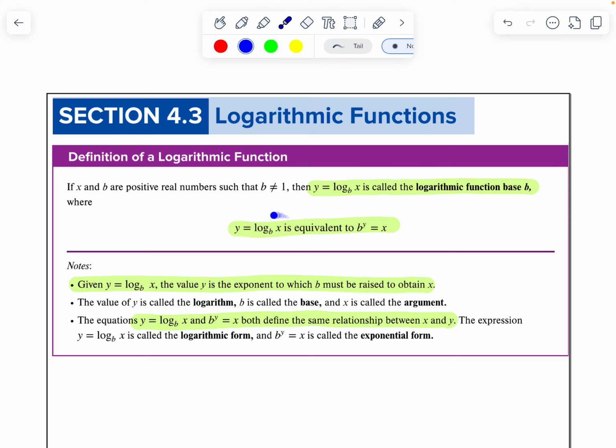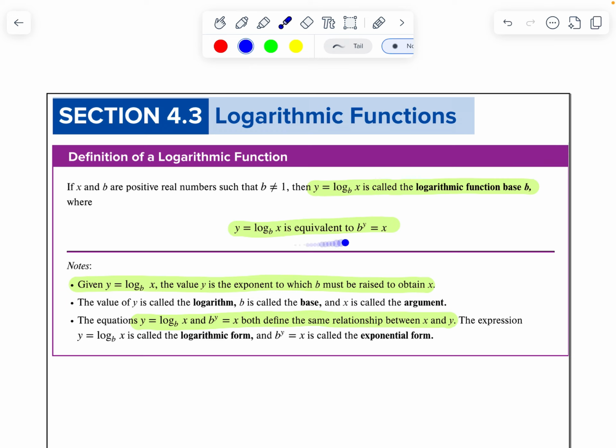So y equals log_b x. The b is the base. y equals log base b of x, that's how that's read, is the same thing as b to the y equals x. Just look at where those pieces are in relation to each other. b is the base of the log, b is the base of the exponent. y is on this side of the equal sign, and it becomes the exponent. x is with the logarithm, and it goes to the opposite side of the equal sign.